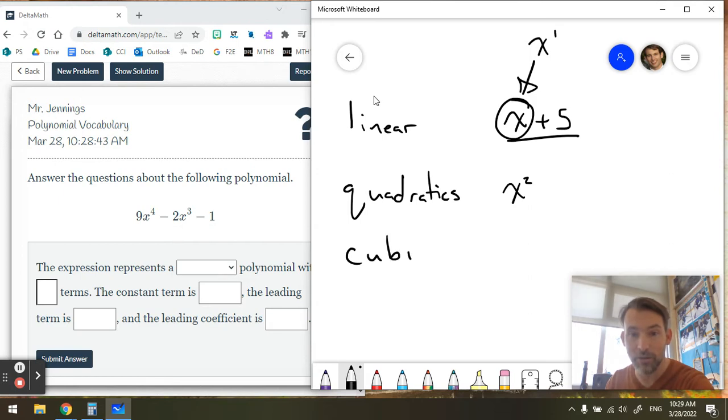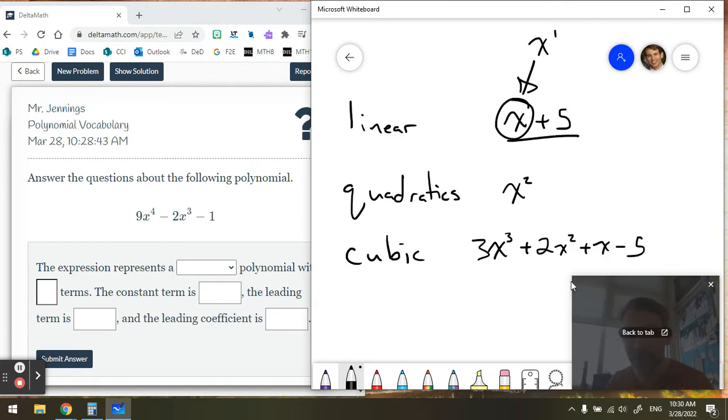Cubics, these are all words we talked about in class. C-U-B-I-C-S. Cubic will have x to the 3, and they could be 4-term polynomials. They could be like x to the 3 plus 2x to the 2 plus x minus 5. And this could have a 3 on the front, 3x to the 3, etc. That would be a cubic polynomial.